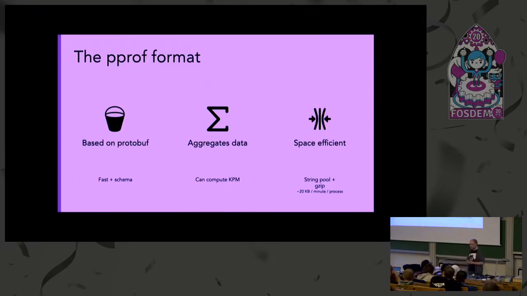It's also pretty space efficient. We use a pretty simple model of a string pool, because you usually have a lot of repetition: all the functions you're going to see are always the same, and the stack traces are most of the time the same. So all of that is well organized in the schema, and it's gzipped by default. So it's pretty fast to generate and pretty small to store. For example, on average, we use 20 kilobytes of storage to store 1 minute of profiling for one Python process. So it's pretty easy to store, even for a few hours or a few days.